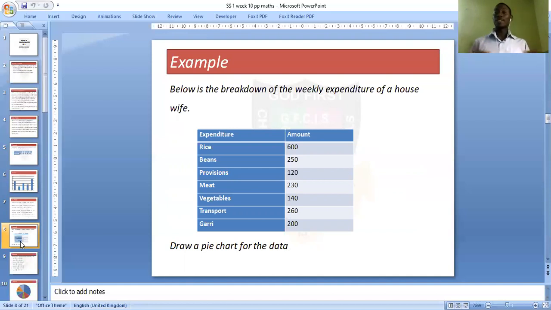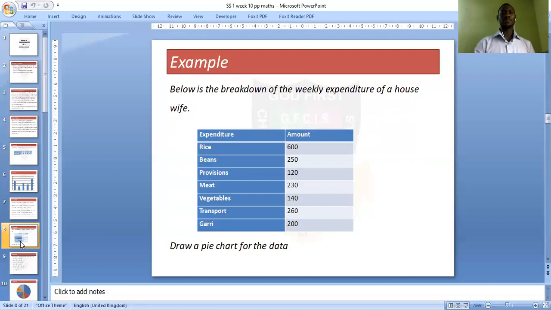I already told you, the first thing you do in a pie chart is calculate the sum of all the total frequency. Number two, find the fraction of individual items to the total frequency. Number three, multiply by 360 to get the equivalent angle to represent in the circle. One, calculate the total frequency of the items. Number two, find the fraction of individual items. Number three, multiply by 360 to get the equivalent sector.